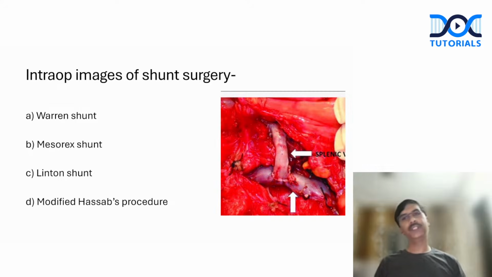So, intraop image of a shunt surgery, which is shown here. What shunt is this? This essentially looks like the end of a vein is joined to the side of a vein. And they have given that this is a splenic vein. This they have not mentioned. So the end of the splenic vein is anastomosed with the side of one vein. So that is proximal splenorenal shunt, in which the spleen is removed and the splenic vein is turned down and anastomosed to the side of the left renal vein.